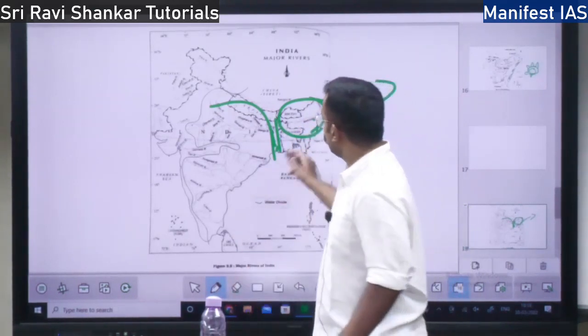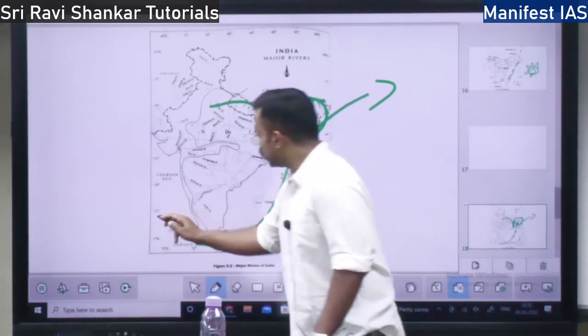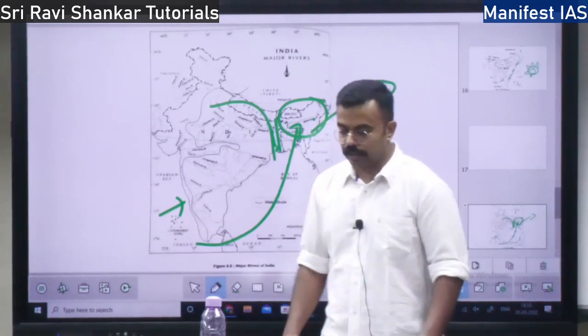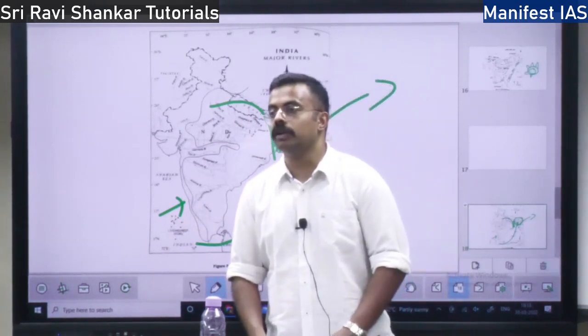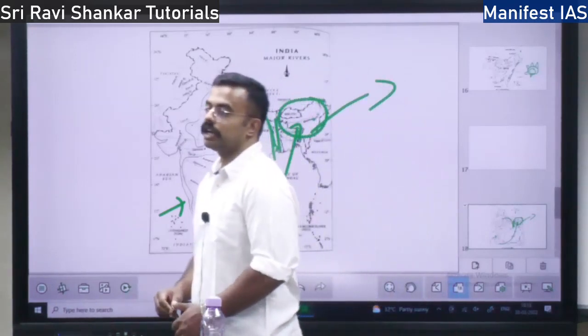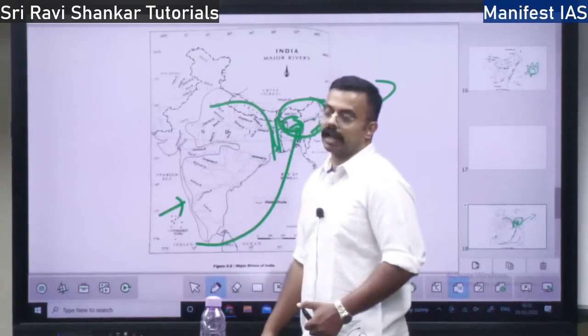In this area you will find southwest monsoons. The monsoon which comes to Kerala will also go to the northeastern plateau region. That is why there is high rainfall. Which is the place of highest rainfall in the world? Mawsynram, Chirapunji. You will find it here in this region, Meghalaya, right?